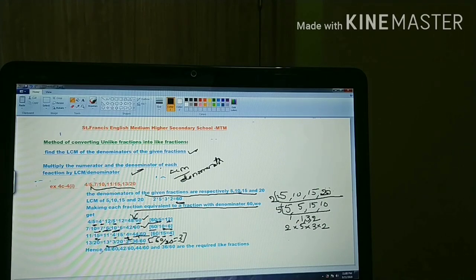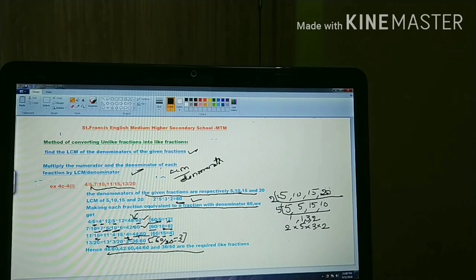Hence, all the fractions written down here are 48 by 60, 42 by 60, 44 by 60 and 39 by 60. These are the required like fractions. What we are doing here: first we find the LCM. After that, we convert each and every fraction into an equivalent fraction with the LCM as denominator.